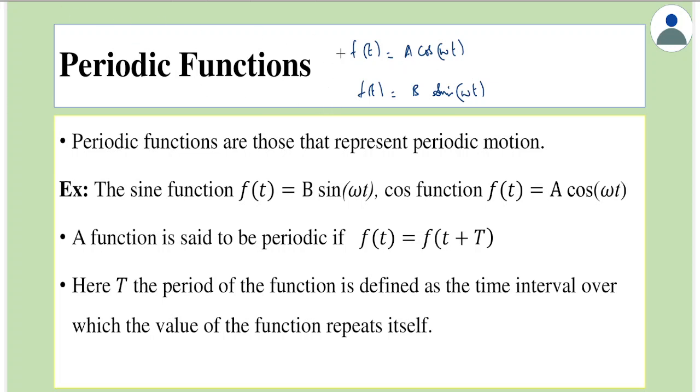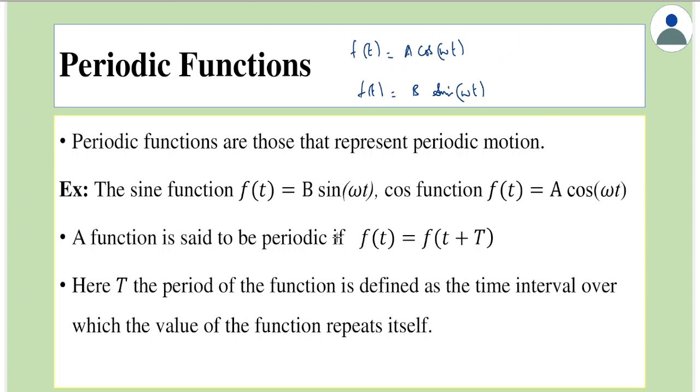This function could mean anything. It could mean displacement or distance. It could mean charge, current, energy, or pressure. It could mean anything. But here what we take is the general form, f of t equal to a cos omega t, or its sine form. This omega is called the angular frequency.